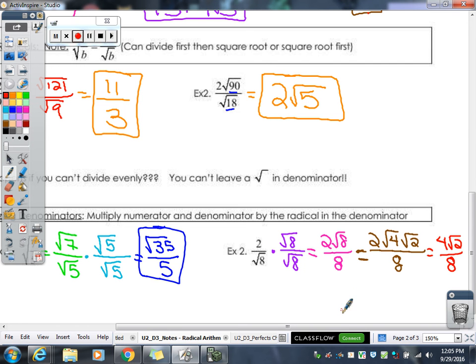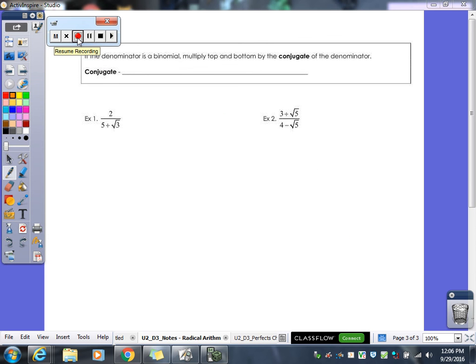Can I reduce any of that? Yes. What can I divide 4 and 8 by? 4. So 4 divided by 4 would be a 1. 8 divided by 4 would be a 2. So I get radical 2 over 2. Or you could write 1 radical 2 over 2. That's perfectly fine. It can't be. All right.